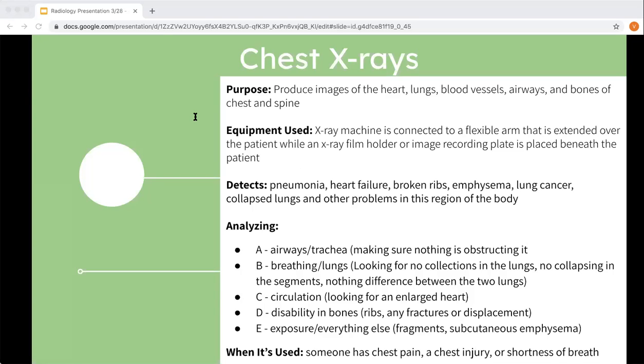Behind the trachea is the heart, and note if the heart is enlarged, which indicates heart disease. Then in the ribs, check if there are any fractures or displacement in them. Lastly, check everything else in the scan. In the skin, note if there are any fragments or subcutaneous emphysema, which are air bubbles in the skin.